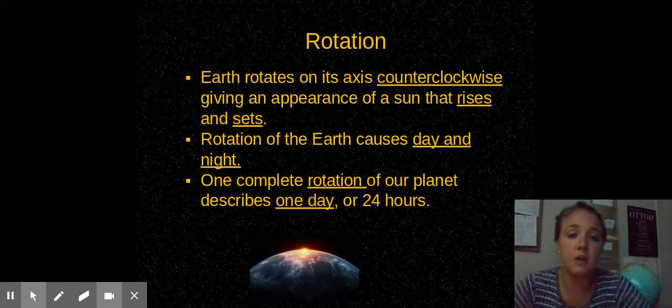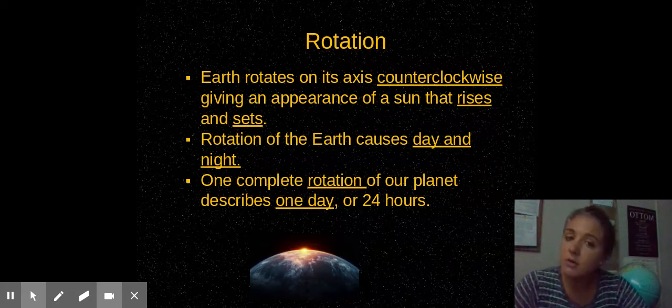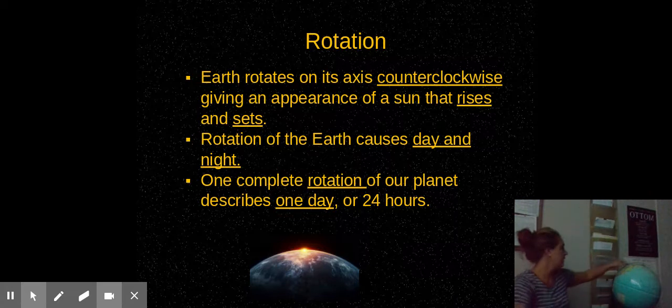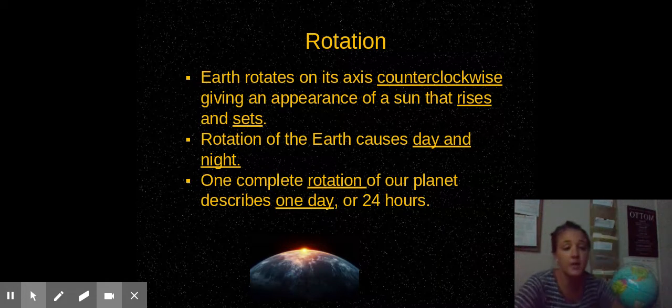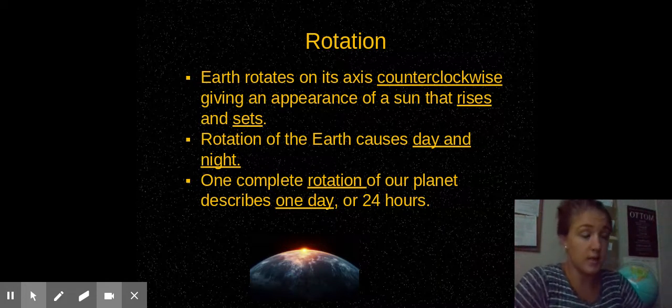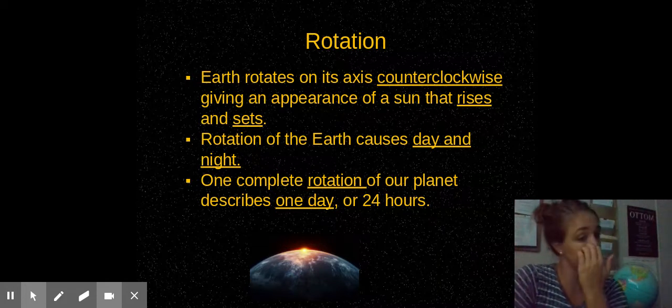So the rotation of the earth is what causes day and night. One complete rotation of our planet, one complete circle all the way around, takes 24 hours. That's why one day is 24 hours long.